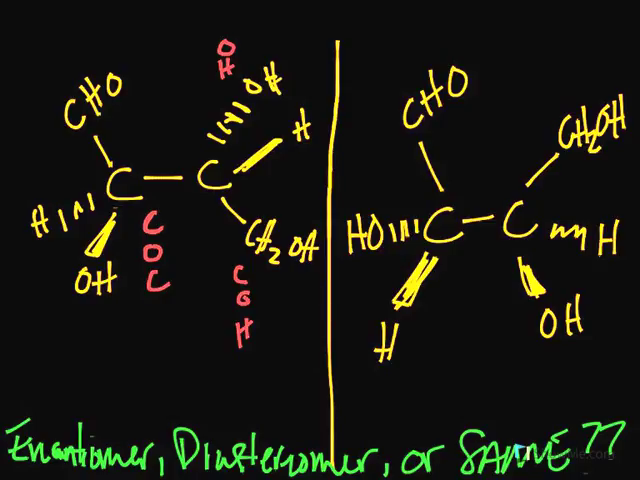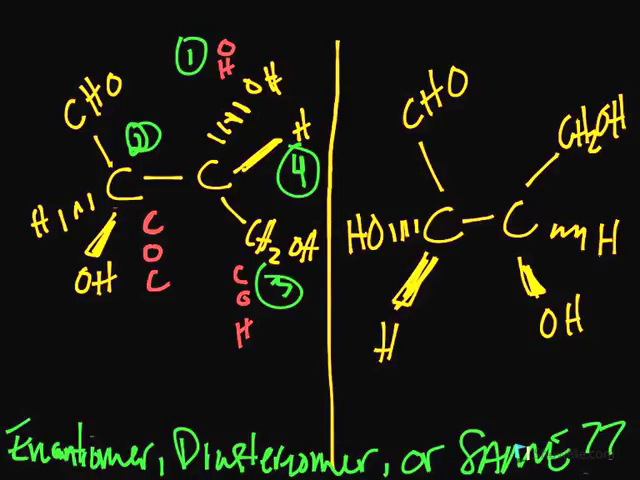So there we go. Now we assign priorities, so that's going to be 1. This is going to be number 2 in this case right here. And this is going to be number 3. And that's going to be number 4. Okay, so we have a problem here. Our fourth atom is not in the back. It's on the wedge, so it's actually going to the front.